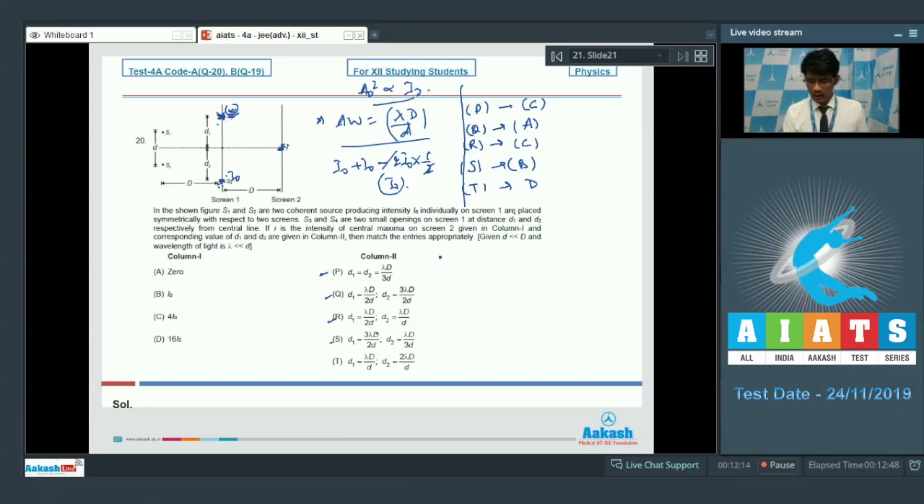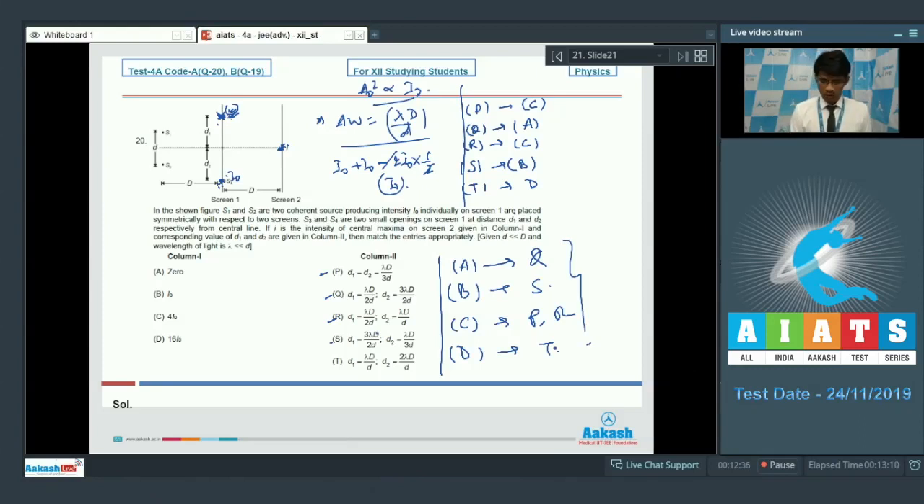Now just reverse this answer. A will be matching with Q, B will be matching with S, C will be matching with P and R, and D will be matching with T. Did you get the answer here? That's the answer for question number 20.